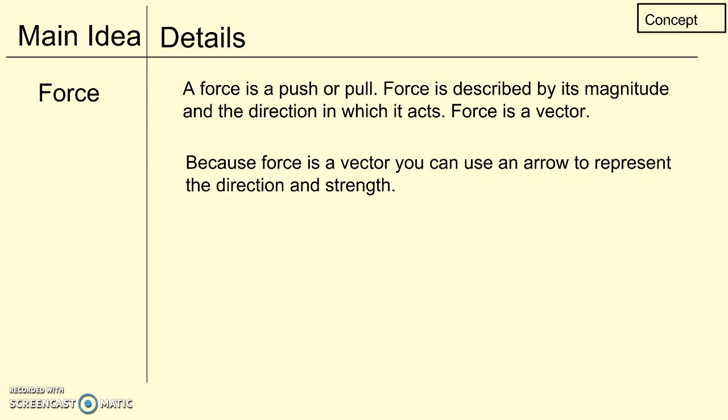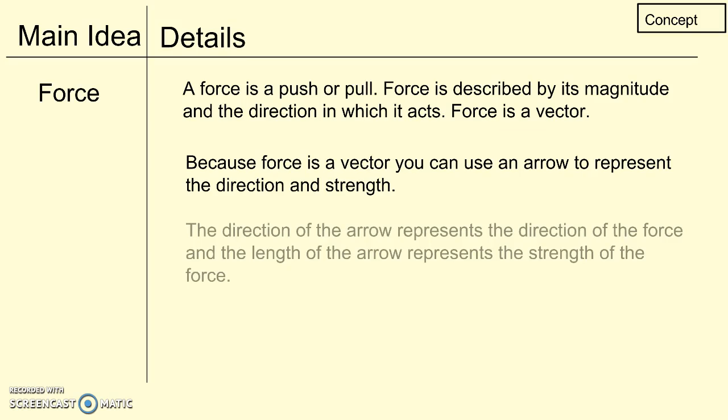Because force is a vector, you can use an arrow to represent the direction and the strength. Again, vectors have two components: they have magnitude and they have direction. The direction of the arrow represents the direction of the force, and the length of the arrow represents the strength of the force. So essentially, whatever direction the arrow is pointing is the direction of the force. And the length of that arrow, just as we described vectors, the longer the length, the more magnitude they have. It's the same idea here, and we're going to apply that knowledge of vectors.